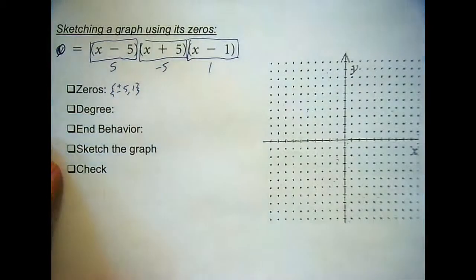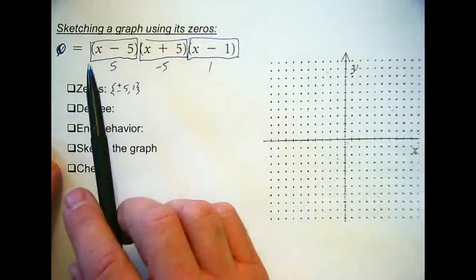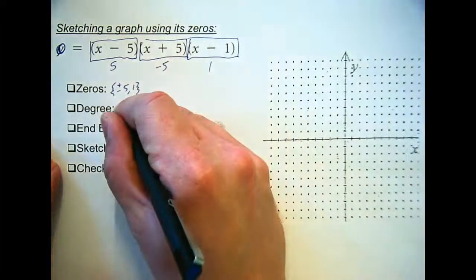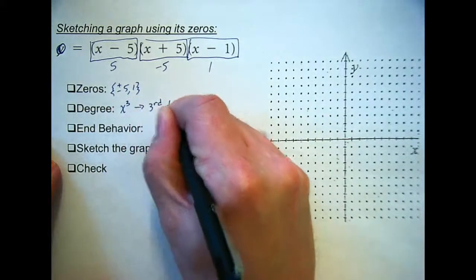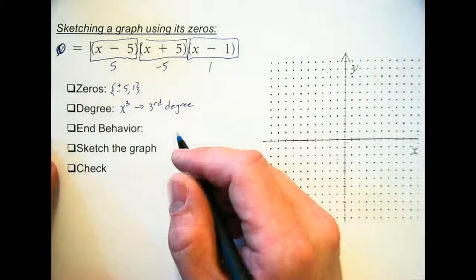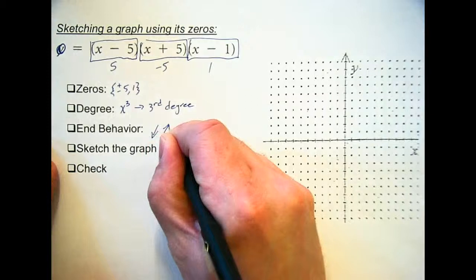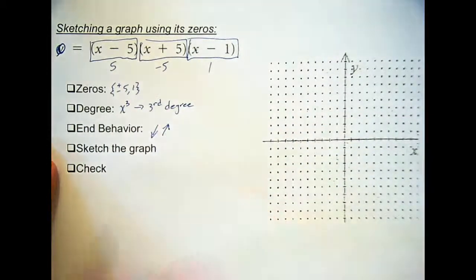The second thing I need to do is identify my degree. What degree is this? If I were to multiply it out, I'd have x times x times x, which would be x cubed. This is a third degree. Tell your neighbor what the end behavior of the third degree is. Down up. Now it's down up as long as it's positive, right? There aren't any negatives in front of these x's, therefore it's going to be positive. So it is down up.